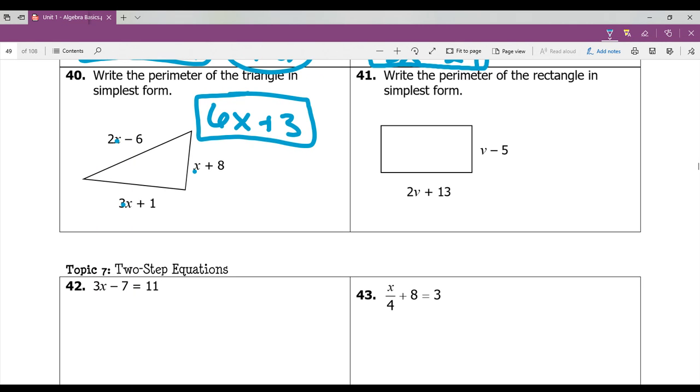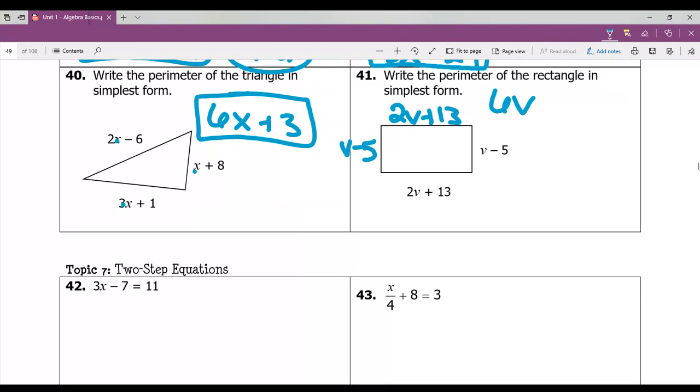That's what I do. I just go around and just add up your terms. Now on a rectangle, what I saw a lot of kids do, they would just add these two together and stop. Well, you forgot the other two sides. You have another v minus 5 over here and another 2v plus 13 up here. Then we can just go around and add. 2v and 2v gives me 4v, and then 2 more v's gives me 6v.